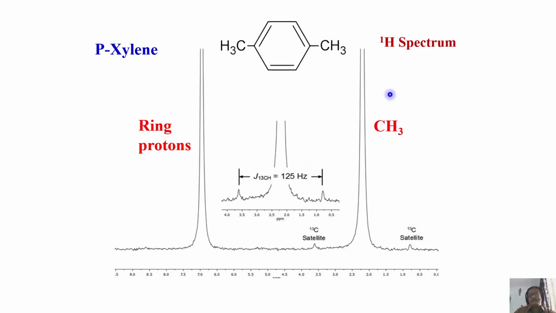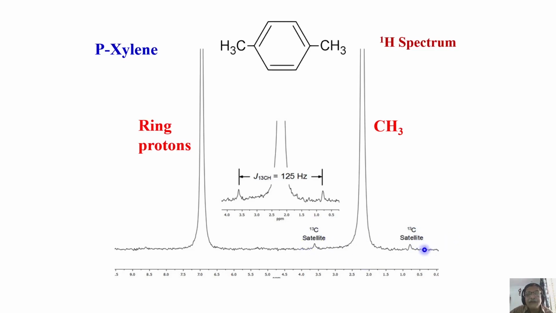Look, this is paraxylene. Paraxylene, if you look at it, we have ring protons, one peak, all are equivalent. We have two CH3s, but they are chemically equivalent, giving rise to a single peak. Now, look at this proton. If you enhance the intensity largely, increase intensity by 3 to 4 times or 5 times, 10 times, these small peaks start coming up. What are they? They are carbon-13 satellites.